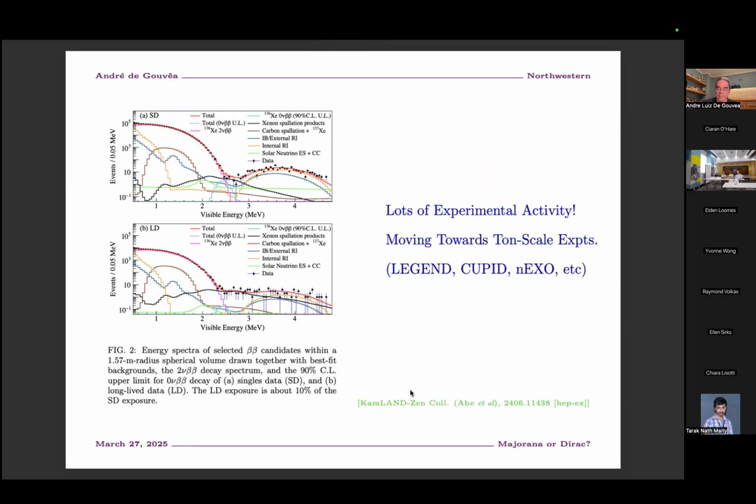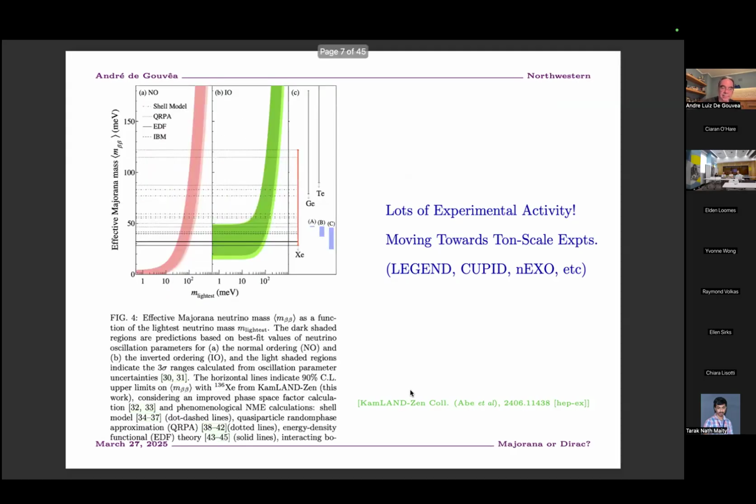There's a lot of activity in searches for neutrinoless double beta decay. This is a plot from the KamLAND-Zen experiment. They're looking for neutrinoless double beta decay. People can ask me about it later. People tend to quantify their results by saying that there's some effective neutrino mass that has to be less than something if the neutrinos are Majorana fermions. Right now, this KamLAND-Zen result rules out values of this effective mass somewhere inside of this red band. And there's a big uncertainty here because of nuclear matrix elements that I'm not going to talk about.